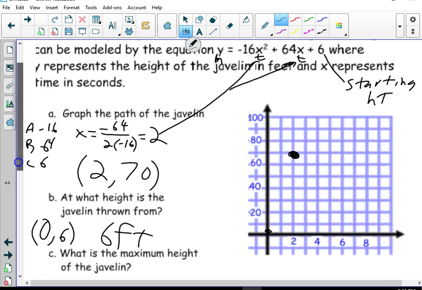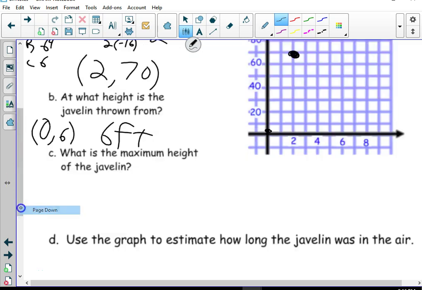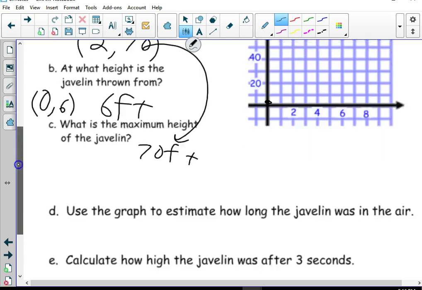Now, what's the maximum height? Whoops, we just said it. 70 feet. You just said it right here. So 70 feet. Now it says, use the graph to estimate how long the javelin was in the air. So when is it going to hit the ground?